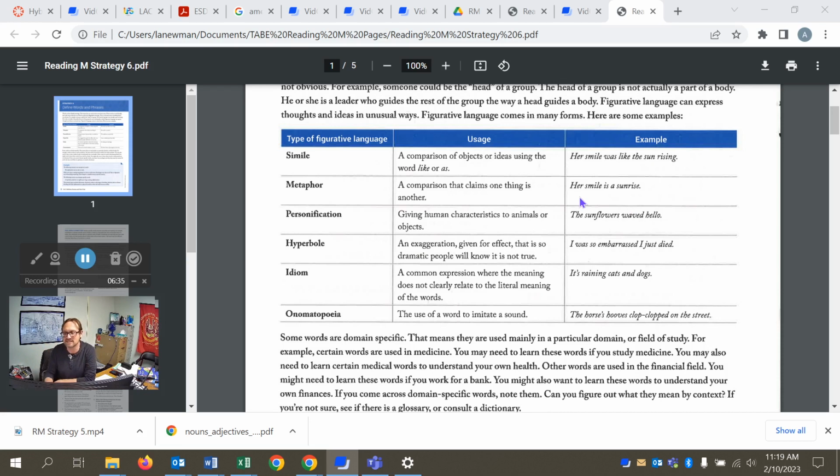Her smile is a sunrise. We mean the same thing as up here. We're just constructing the saying a little bit different. We don't have the like or as.